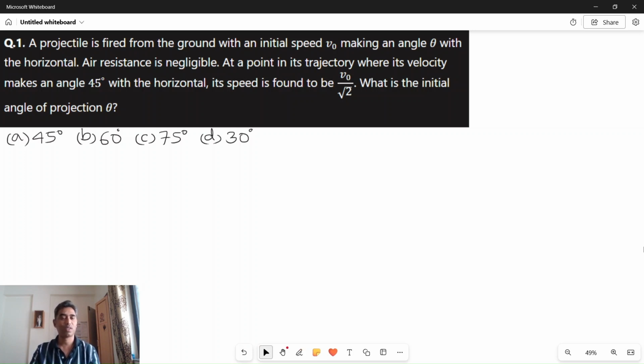Okay. So first question today, if we can read: a projectile is fired from the ground with an initial speed of V0, makes an angle 30 degree with the horizontal, air resistance is negligible. At a point in its trajectory where its velocity makes an angle of 45 degrees with the horizontal, the speed is found to be V0 by root 2. What is the initial angle of projection theta? Okay. So this is a simple question of projectile motion.